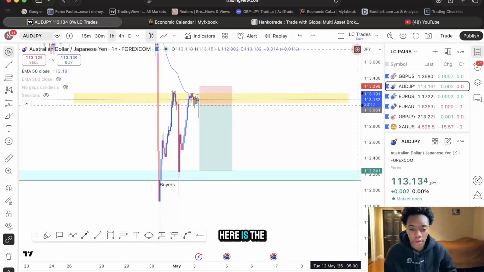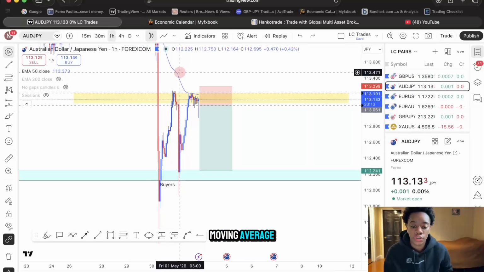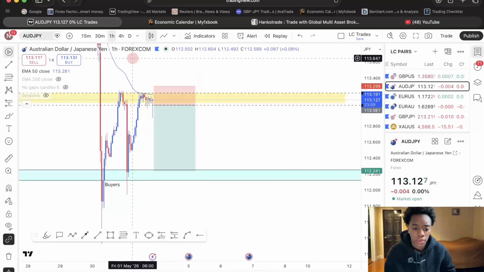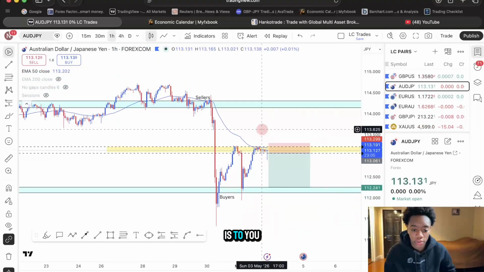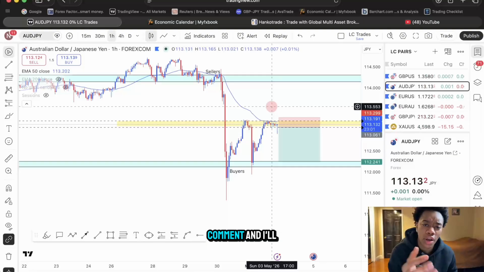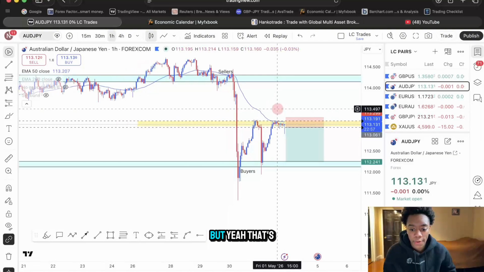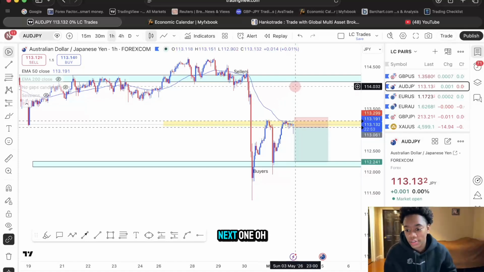So this right here is the 50 EMA. That's an exponential moving average. It acts like a moving trend line, if that makes sense. I wonder if I have to break down what a trend line is to you guys. I don't think I do. You should know. If you don't know, comment and I'll make a video about it and how to use it. But yeah, that's AUDJPY. Let's hit the next one.